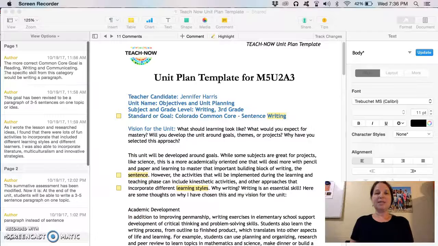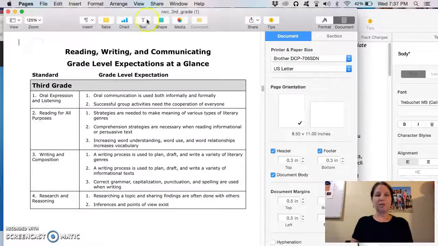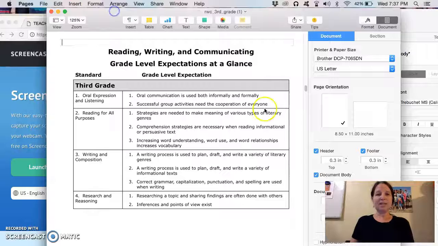So you can see here is my unit plan template for the module. And I began with choosing a Common Core standard. As you can see on the screen now, this is a page from the Colorado Department of Education website. And the standard that I chose was reading, writing, and communicating. And you can see that it's at a 3rd grade level.